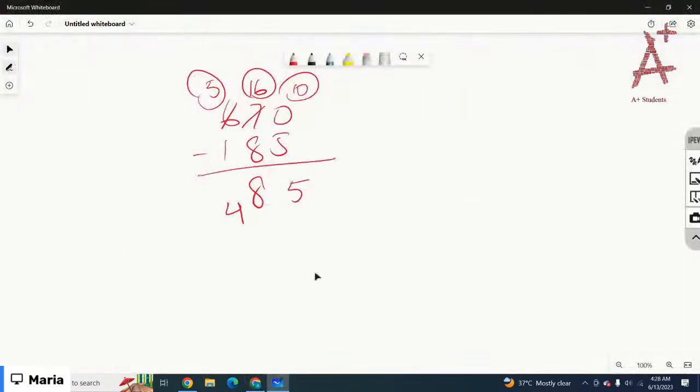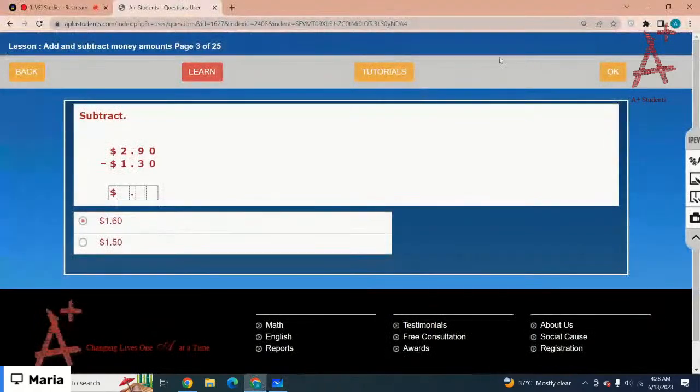2.90 minus 1.30. You can see here the decimal points are one above another. 0 minus 0 is 0. 9 minus 3 is 6. 2 minus 1 is 1. It would be 1.60. Got it? That would be 1.60.